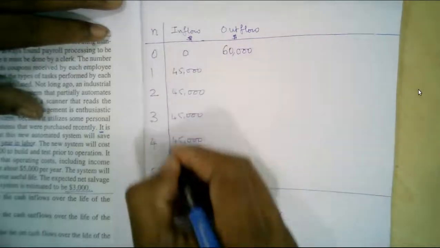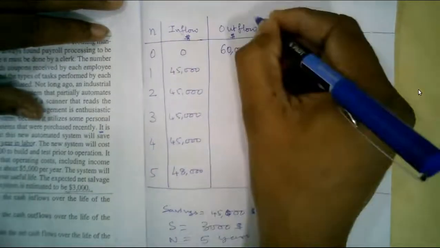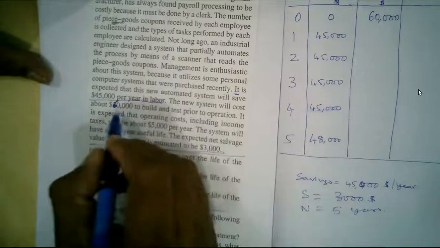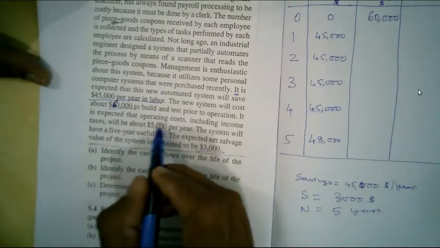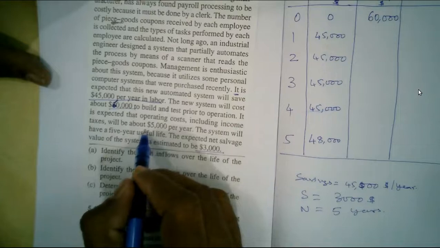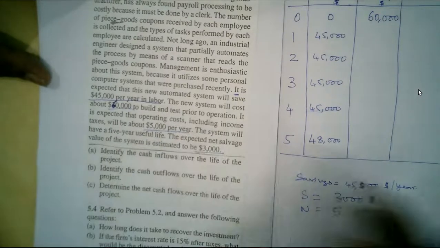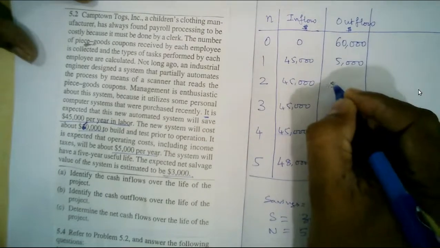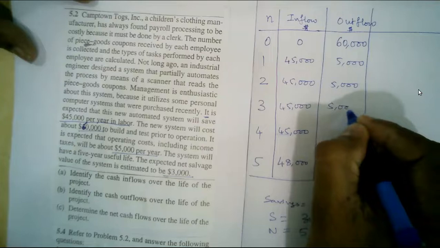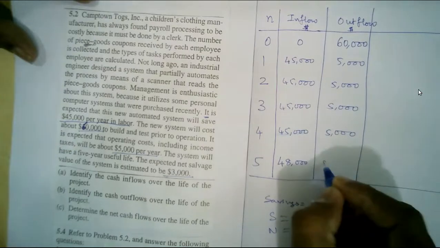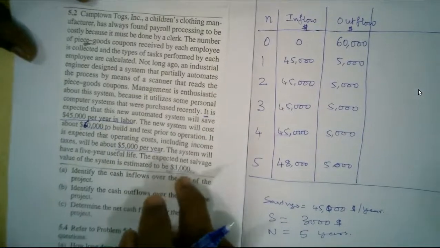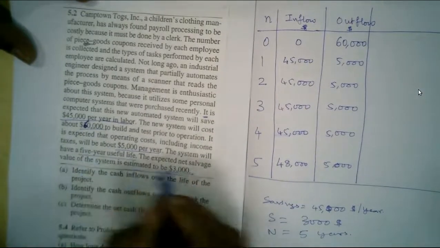Let me make a table like this. This is the initial investment, 60,000. It is expected that operating cost, including income taxes, will be 5,000 per year. So this is the operating cost, and operating cost is also an outflow. I will mention that here, 5,000 every year for 5 years. The system will have a 5 year useful life. We already considered this.